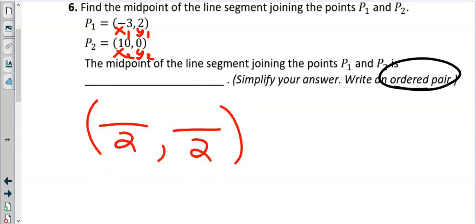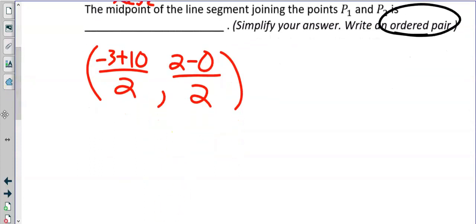Who's x1? Plus, who's x2? Who's y1? Minus 0. Now, when you do this, just like what you did in your assignment, they want exact answers. They do not want decimals. If they wanted decimals, they would say that up there. It just says simplify your answer, which means that if it doesn't simplify all the way down, you leave it as a fraction. So in other words, if you get an odd number in the numerator, slap it over 2, because it will not divide out. And they do not want mixed.